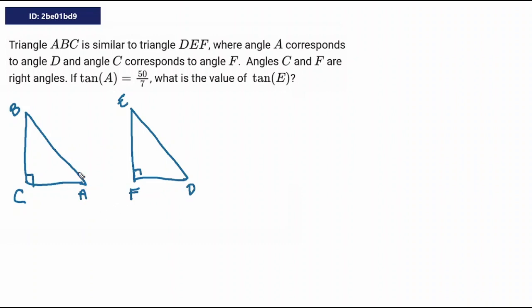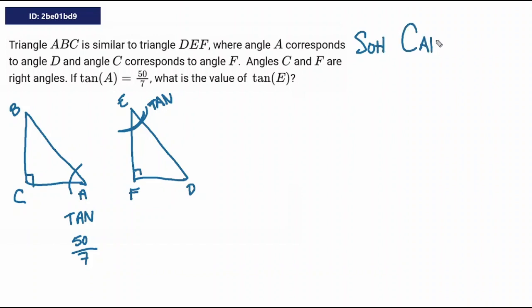Tangent A is 50/7. What's the value of tangent E? So visualize that to yourself. Write it down. Make it big. You do not have to know anything about any trigonometry to get every trigonometry question on the SAT right, except one thing. You have to know SOH CAH TOA, and you have to know how it works.